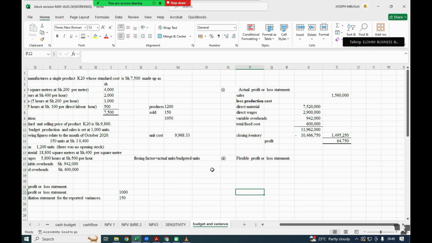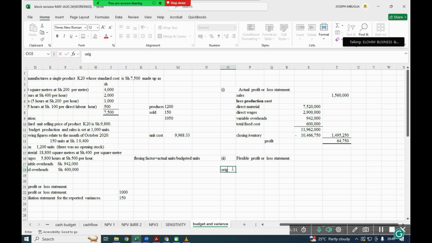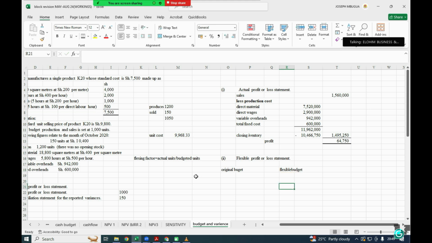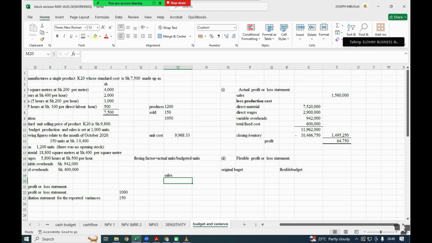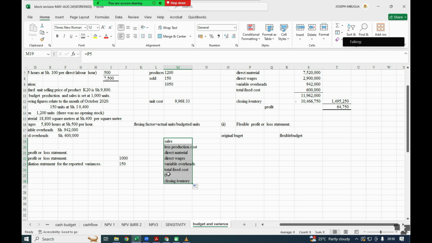So we shall have the budgeted or the original budget, and then we have the flexible budget, so that to avoid confusion this last minute. I will just copy what we have here, our cells, that way.